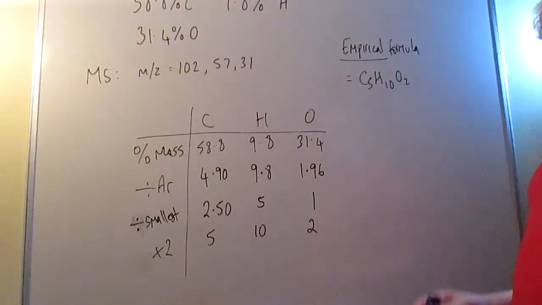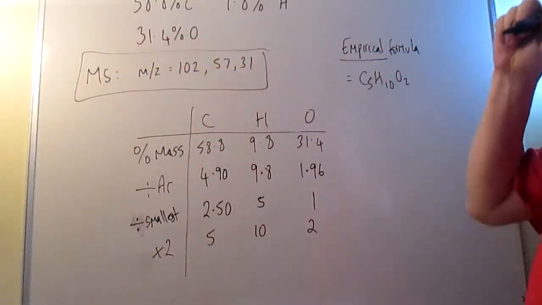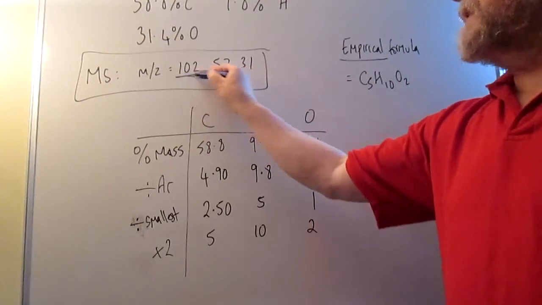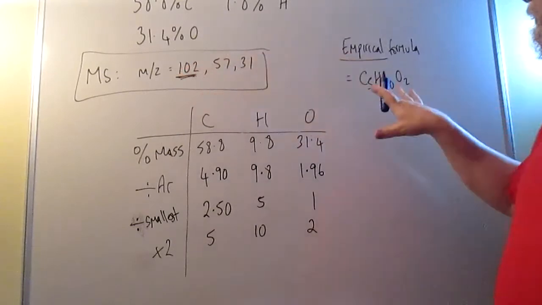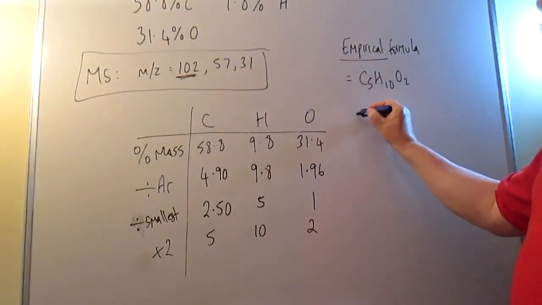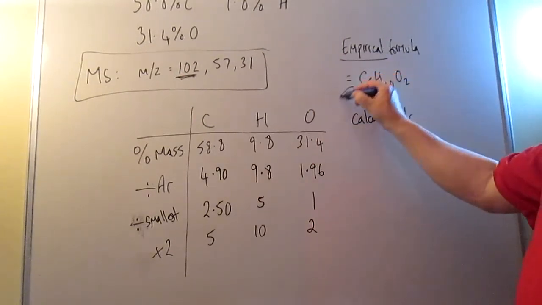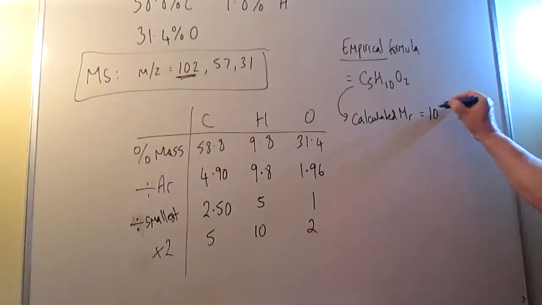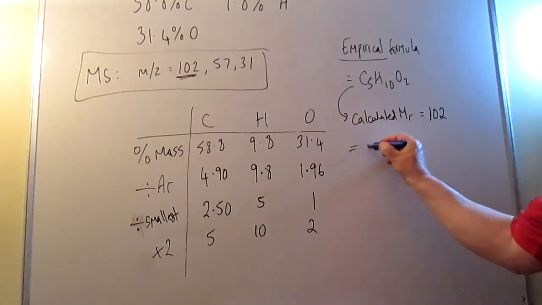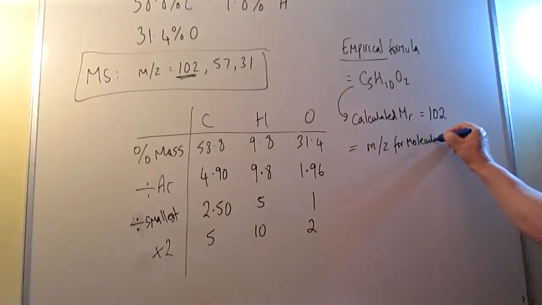For that, you need the mass spec information. But the mass spec told you that you had a prominent peak at 102. So that's the one with the biggest mass, so you expect that to be the molecular ion peak. And what you need to do is compare that with the calculated MR from this. So you calculate the MR from this formula, and you get 60 plus 10 plus 32 equals 102. And you say that this equals the M over Z for the molecular ion peak in the mass spectrum.